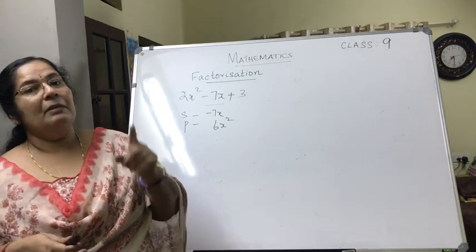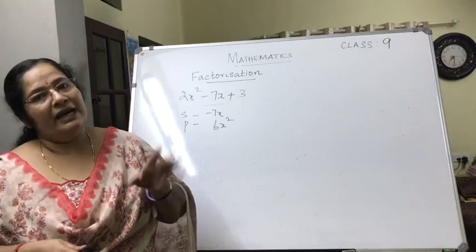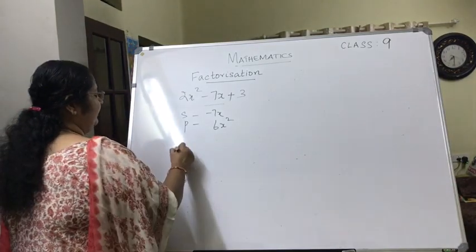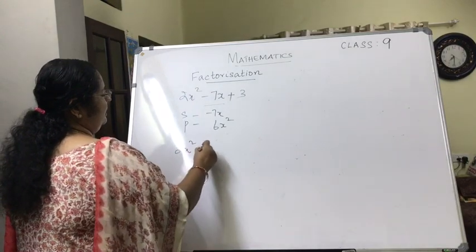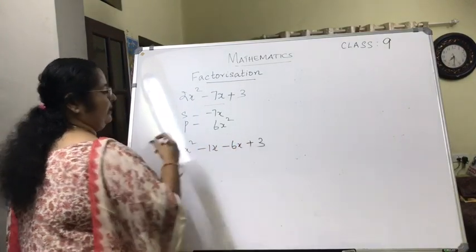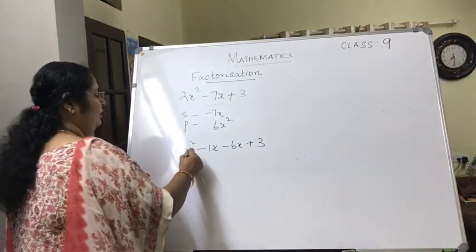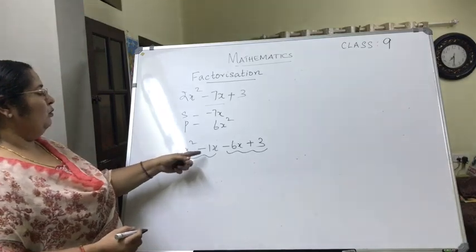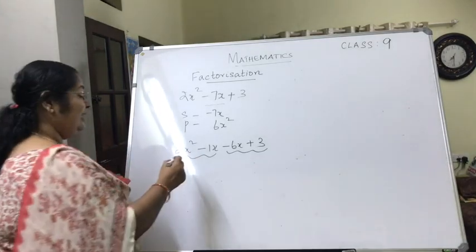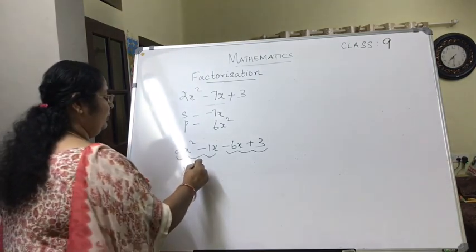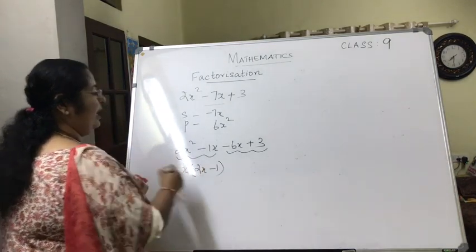So you can take minus 1x and minus 6x as the two terms. So you will write this as 2x square minus 1x minus 6x plus 3. Now what you will do? You can group it. Now take the first group. What is common here? We are having a x common here. So x into 2x minus 1.